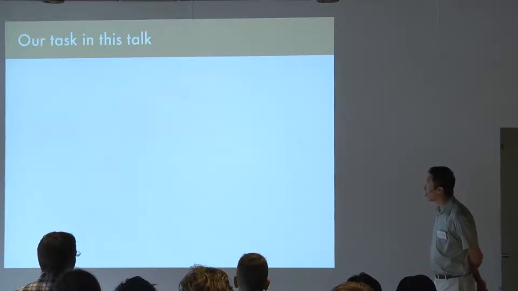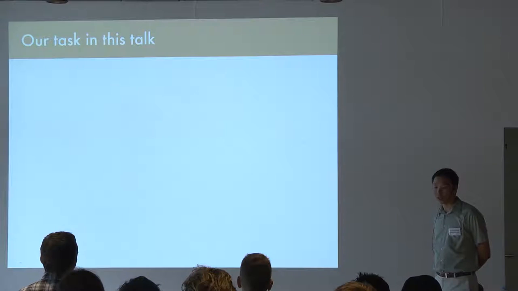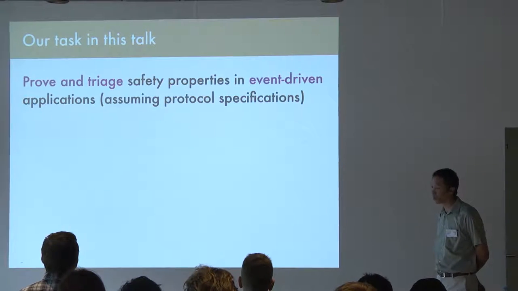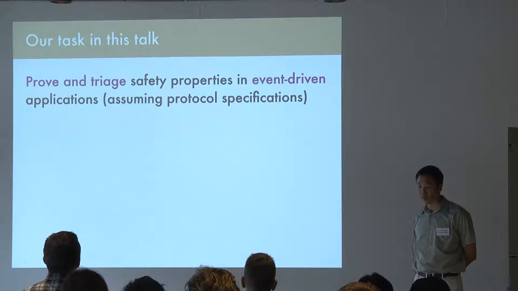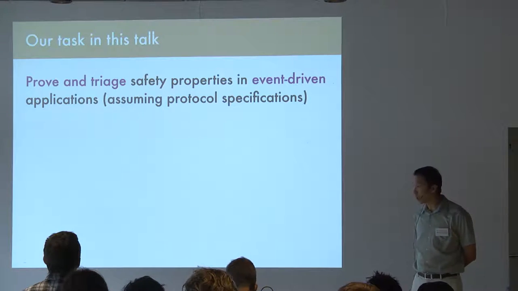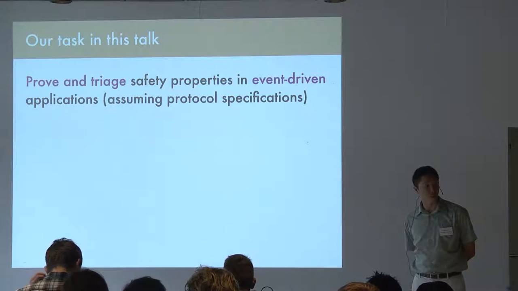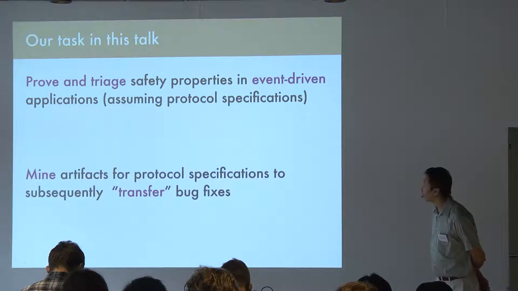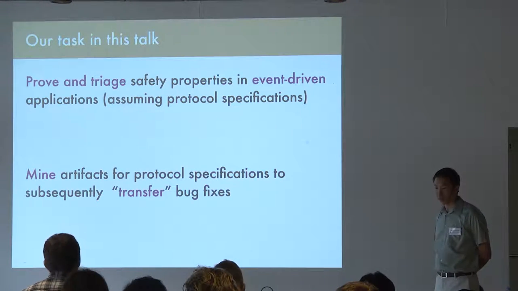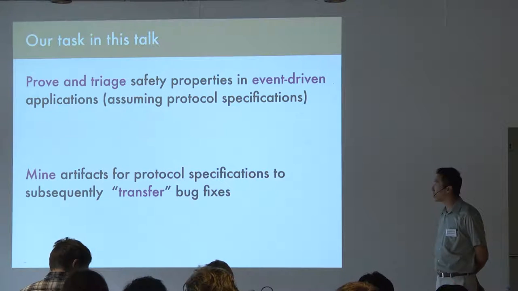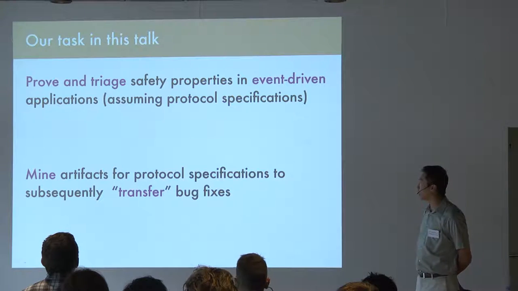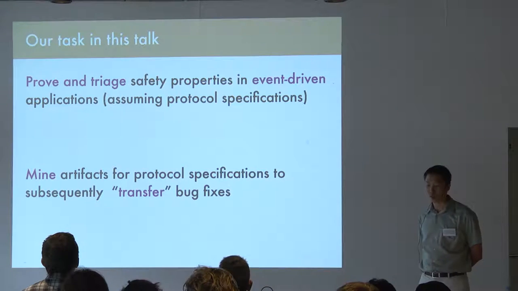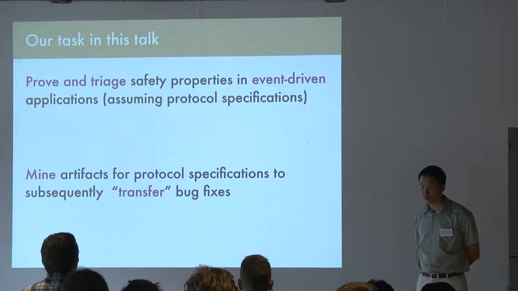So the task in this talk that I want to lay out is we're going to look at two halves. One is how do we think about proving and triaging safety properties in event-driven applications, assuming we know something about how the protocol should work. Then I want to preview some newer, unpublished work, where we're trying to mine artifacts for these protocol specifications and the subsequent bug fixes.